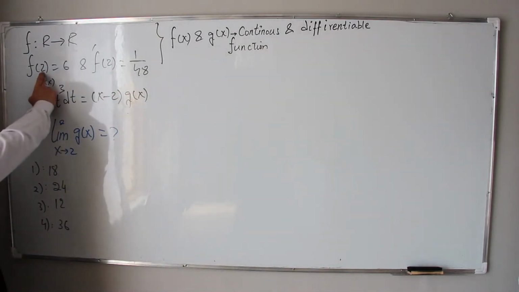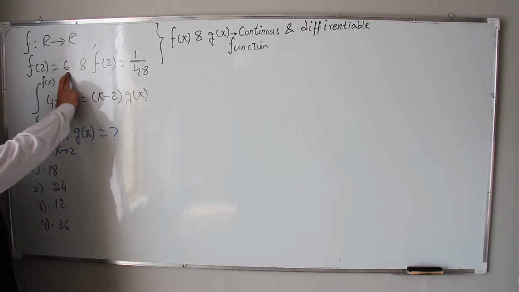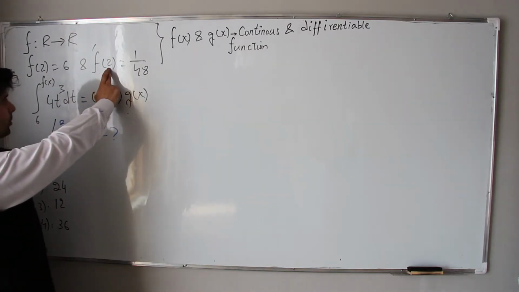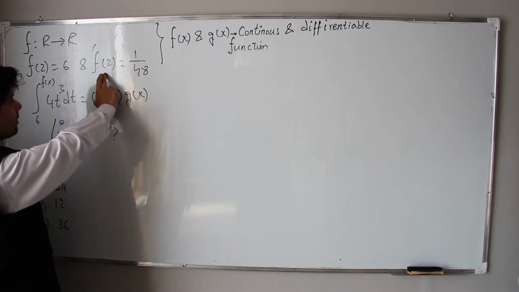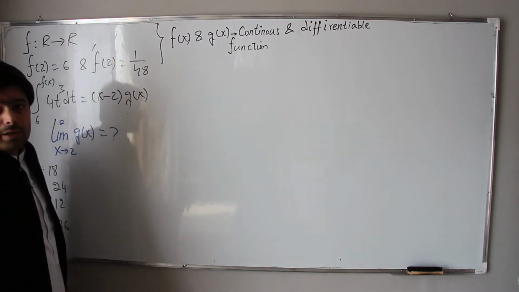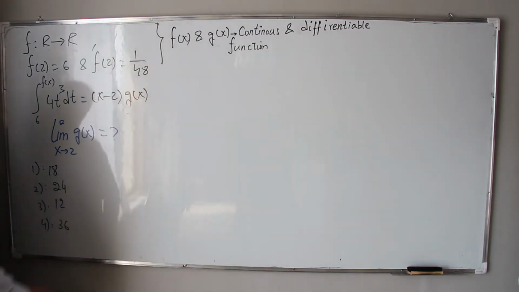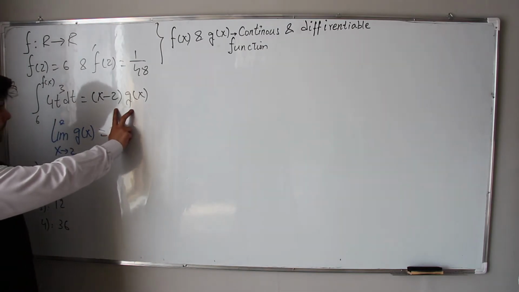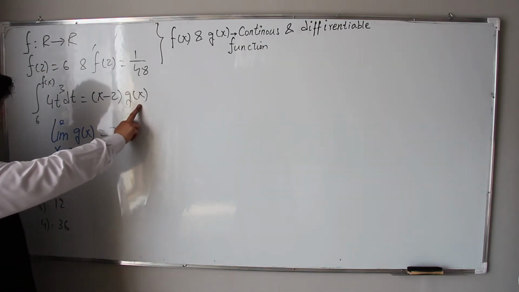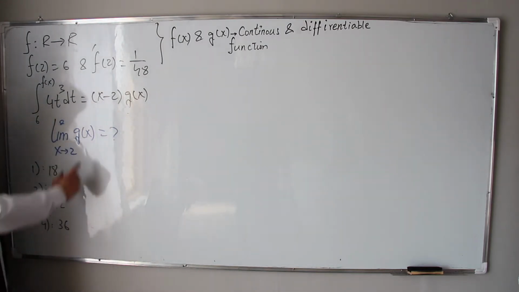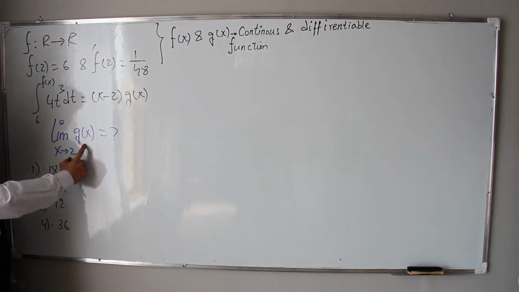If you put 2 in f, you will have the answer 6, and if you put 2 in f prime, the answer is 1 upon 48, and g(x) is this integral from 2 to x. Now we have this one. What is the answer? The limit of g(x) as x goes to 2.